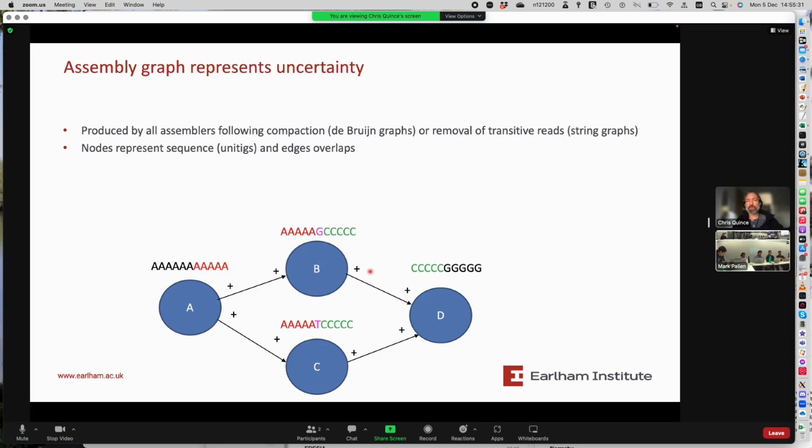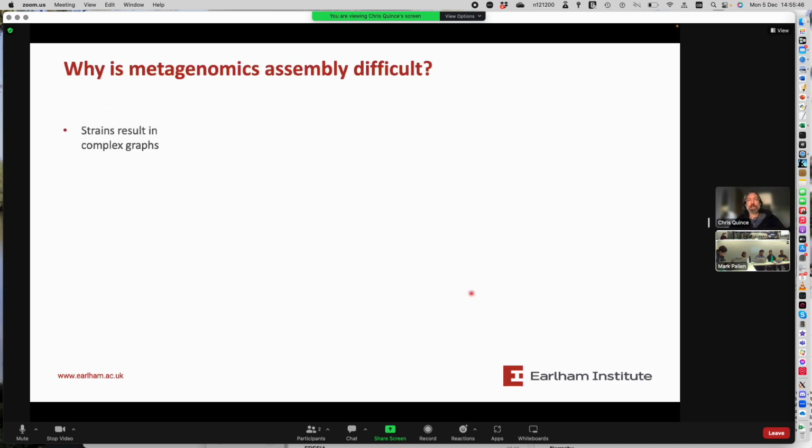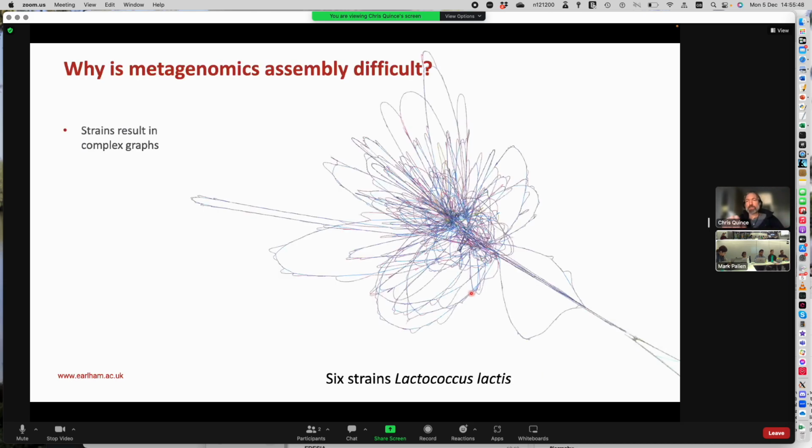If we go through this path, we introduce a G, and if we go through that path, we introduce a T. So all the assemblers will produce these assembly graphs, and then, as I said, they just process them and output contigs. Okay, so I mentioned this previously.